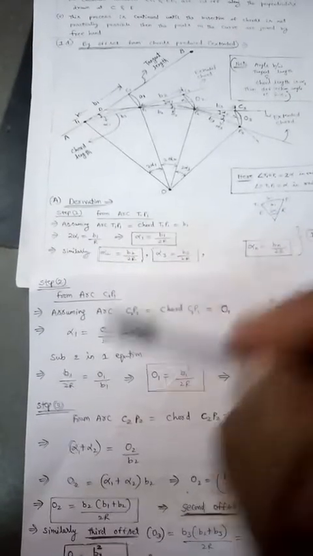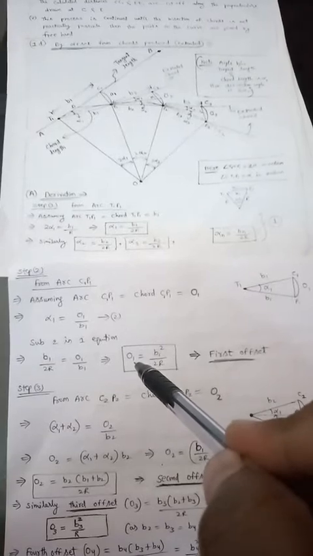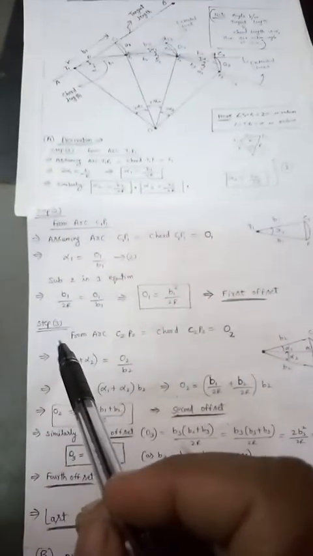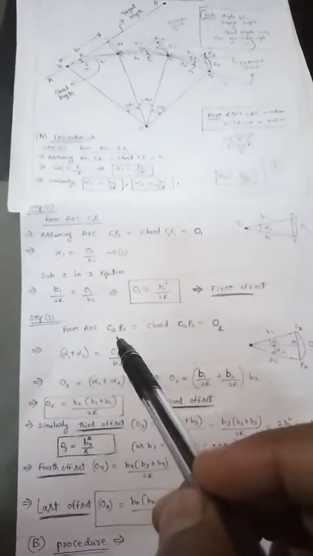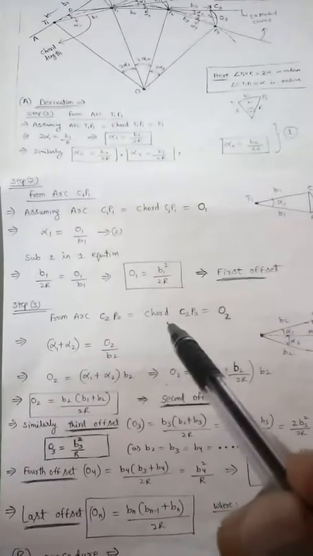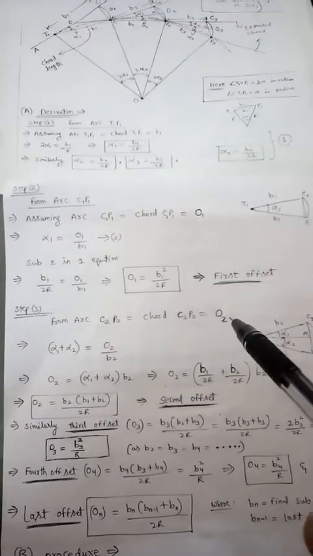We are substituting this value here. Finally, we will get the ordinate or offset O1 equal to B1 square by 2R. This is the first offset. Now we will see step number 3: the arc C2 P2, equal to the chord C2 P2, equal to O2.